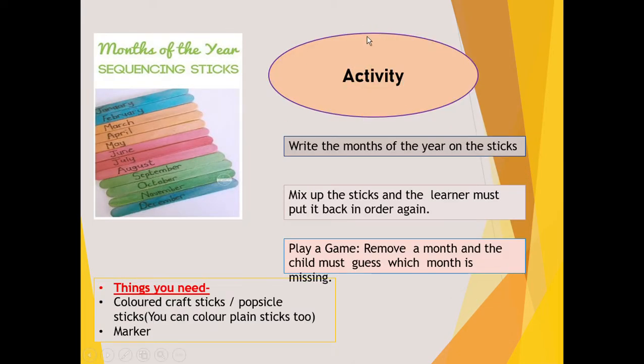Here is an activity. Write the months of the year on the sticks. Mix up the sticks and the learner must put them back in order again. Dear parents, you can help them with this. Now, you can play a game with this. Remove a month and the child must guess which month is missing.